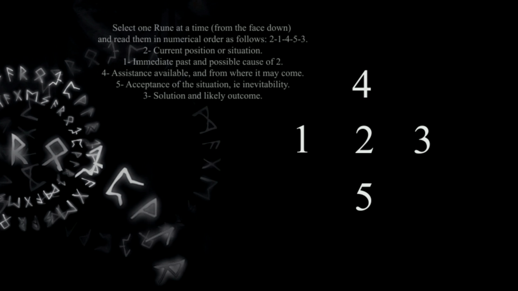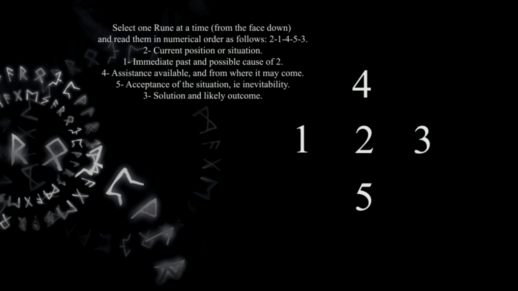The 5 rune spread follow the same procedures as in methods 1 and 2, except remove 5 runestones or cards and lay them in the form of a cross. Select one rune at a time from the face down position and read them in numerical order as follows: 2, 1, 4, 5 and 3.